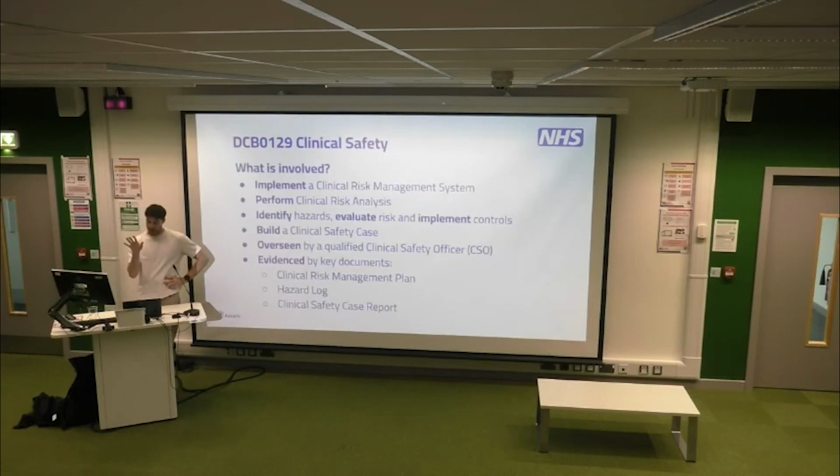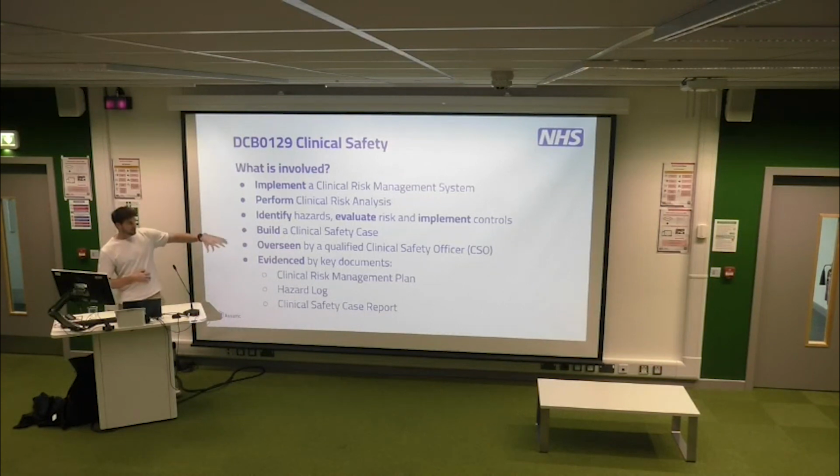So briefly, at a high level, here is what's actually involved in this process. An organization is expected to implement what's called a clinical risk management system, somewhat comparable to an information security management system. This ensures that you implement a process of clinical risk analysis where you identify potential hazards with a digital health product. So where might things go wrong? Is there a risk of patient harm?